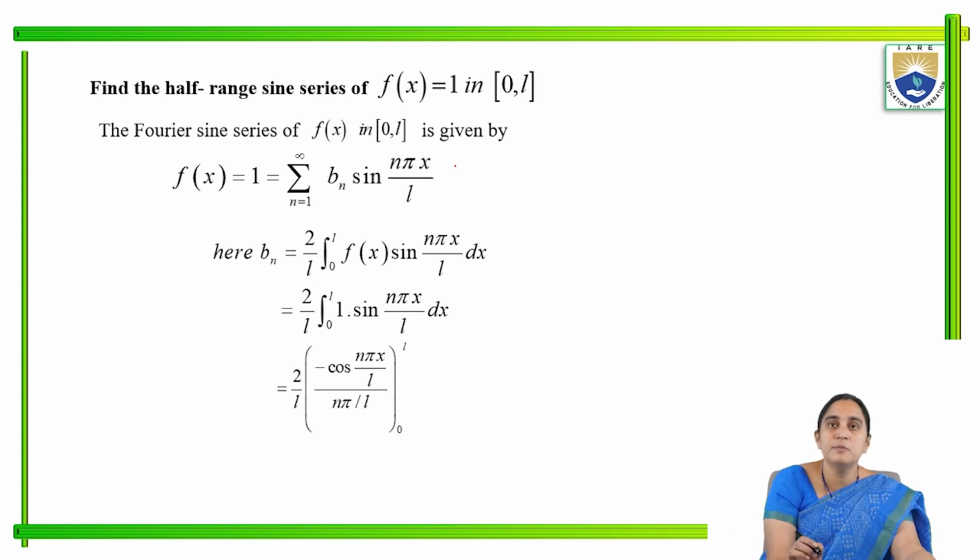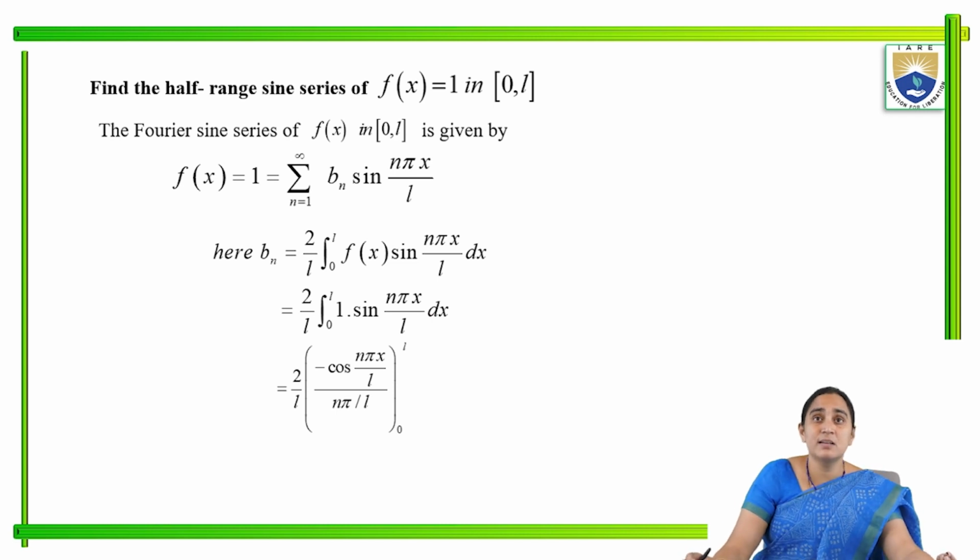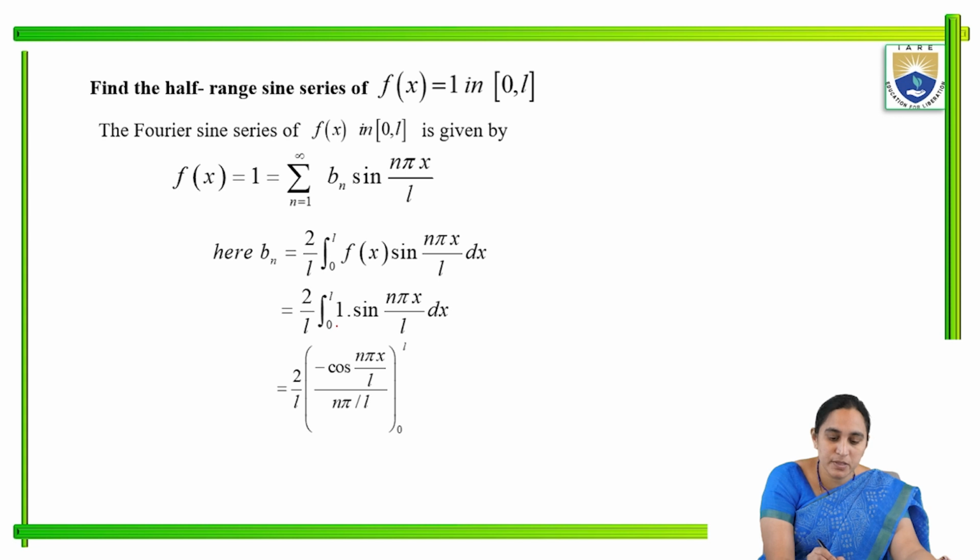Okay, here directly the limit is L, that is 2 by L into integral 0 to L. What about the function? 1 into sin n pi x by L dx. Here the function f of x is 1. Okay, for that I am substituting in place of f of x as 1 into sin n pi x by L into dx.